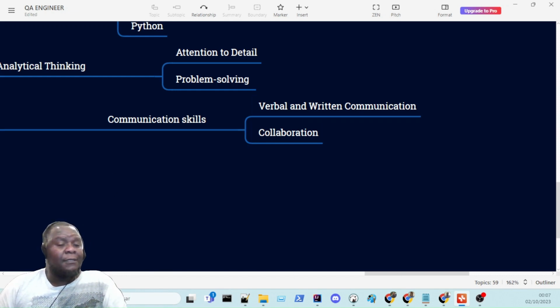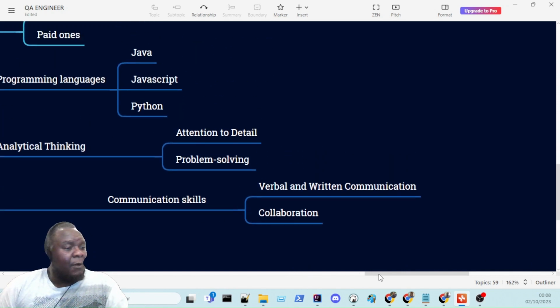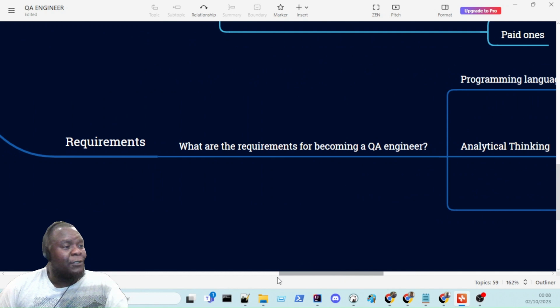And the other thing is collaboration, right? Collaboration is to be proactive, right? You want the best for the team and everyone involved, for example, the stakeholders. Okay, so that's it about the requirements to become a QA engineer.